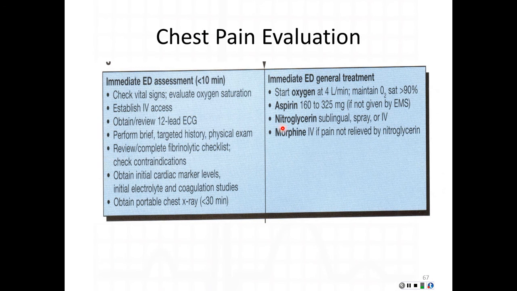Over here, you're seeing the MONA: morphine for the M, oxygen for the O, nitroglycerin for the N, and then aspirin for the A. But again, it's not necessarily in that order. Typically, oxygen is your main drug, then aspirin, nitroglycerin, and then morphine if the patient is not relieved by the nitroglycerin. But all of this is being done at the same time. Unless you're working in a very, very small hospital, you're never going to be alone trying to take care of this.